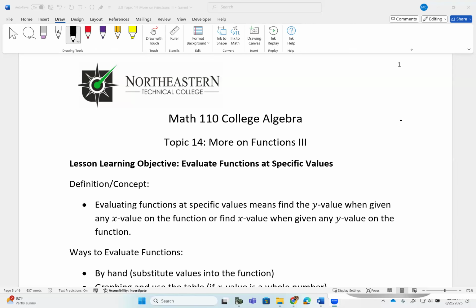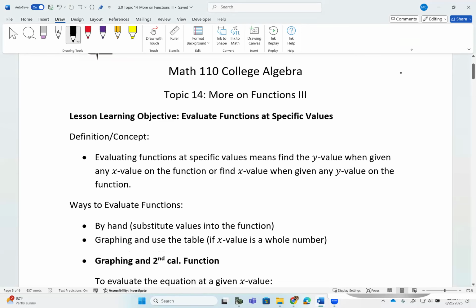Hey everybody, welcome to topic number 14. A little bit more about functions. So we already talked much about functions, especially domain and range, and different types of functions. In this particular topic, I want to talk about how we can evaluate functions at a specific value.